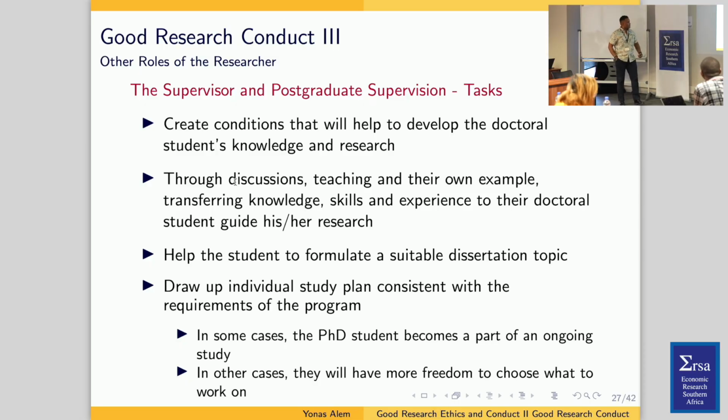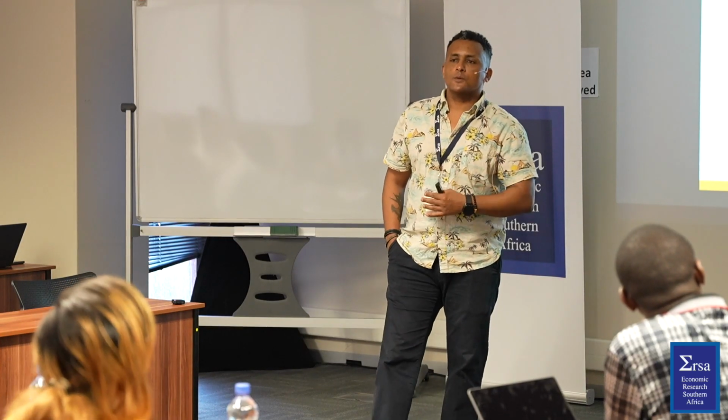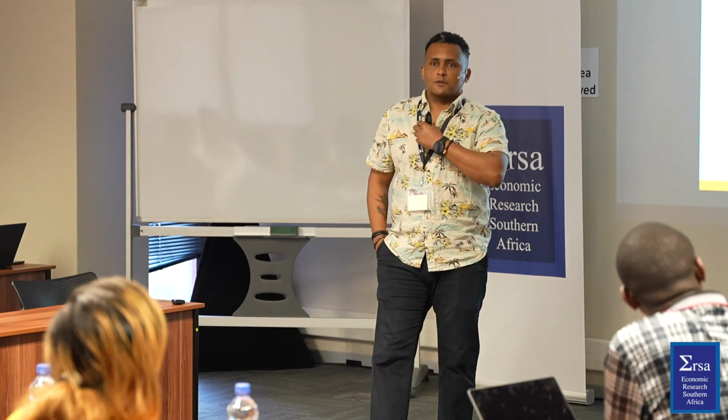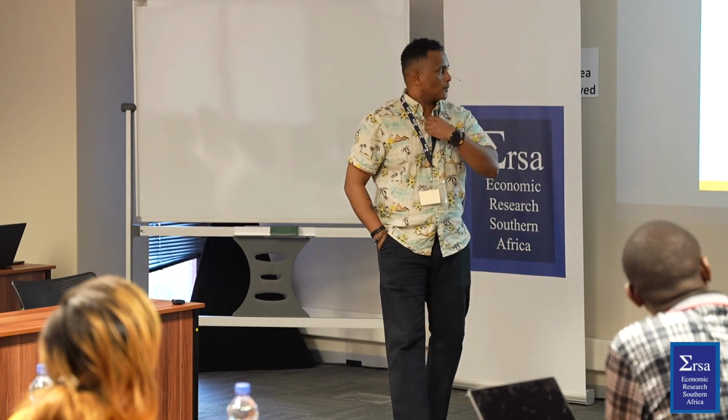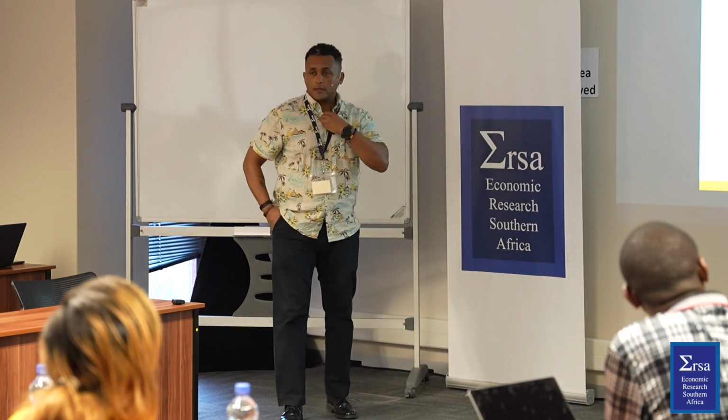The supervisor should help the student to formulate a suitable dissertation topic and draw up individual study plans consistent with the requirements of the program. So what are your aims for this year? Right? Take additional trainings or not? Do you need those or not? Did you take econometric courses before, or shall we plan for it now? All these things should be decided by the supervisor in discussion with the PhD student.